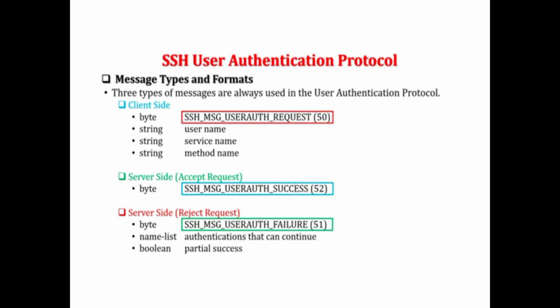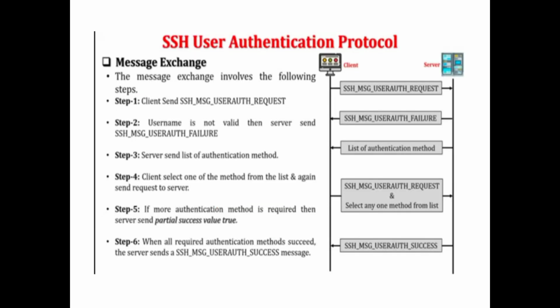Client side: byte SSH_MSG_USERAUTH_REQUEST 50, string user name, string service name, string method name. Server side accept request: byte SSH_MSG_USERAUTH_SUCCESS 52. Server side reject request: byte SSH_MSG_USERAUTH_FAILURE 51, name-list authentications that can continue, boolean partial success.